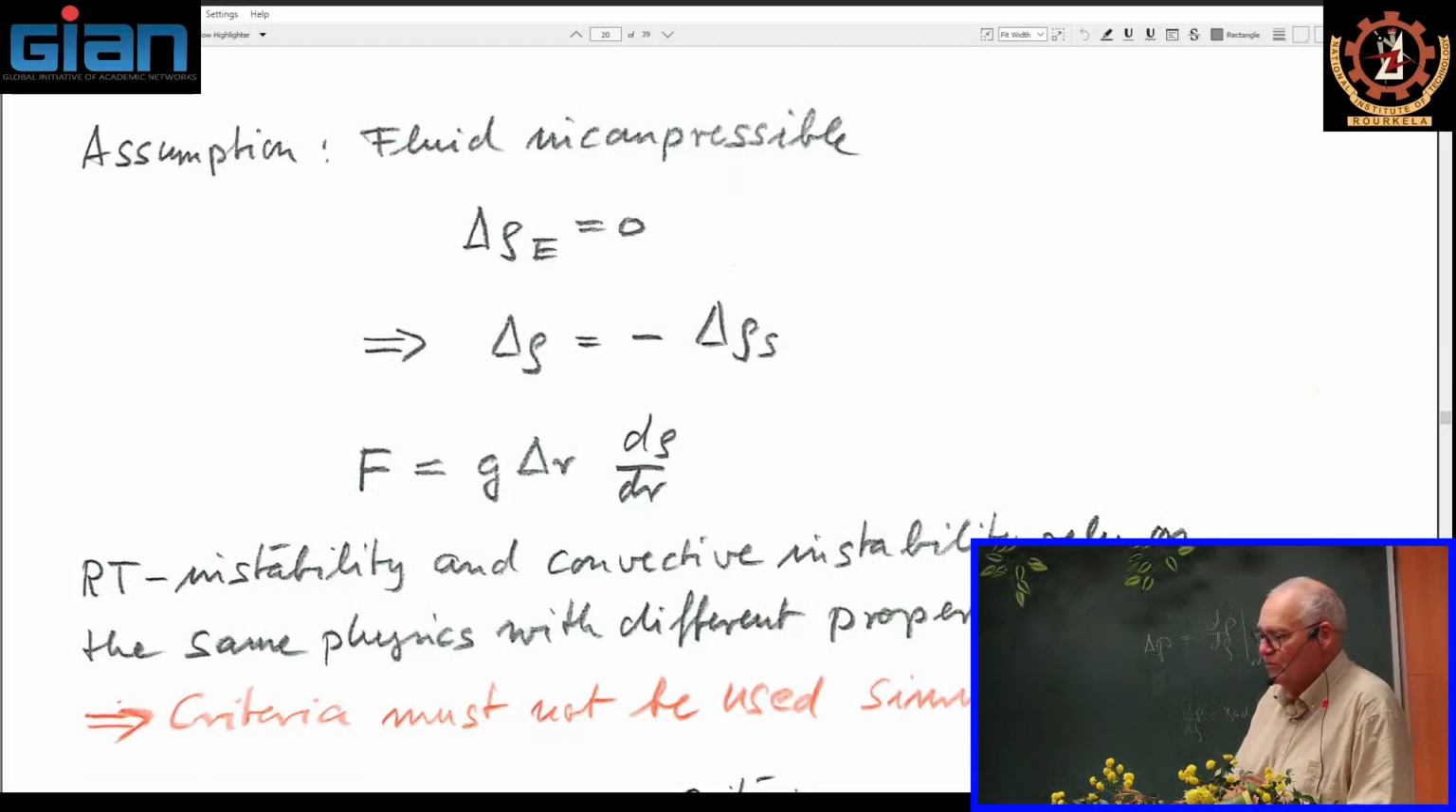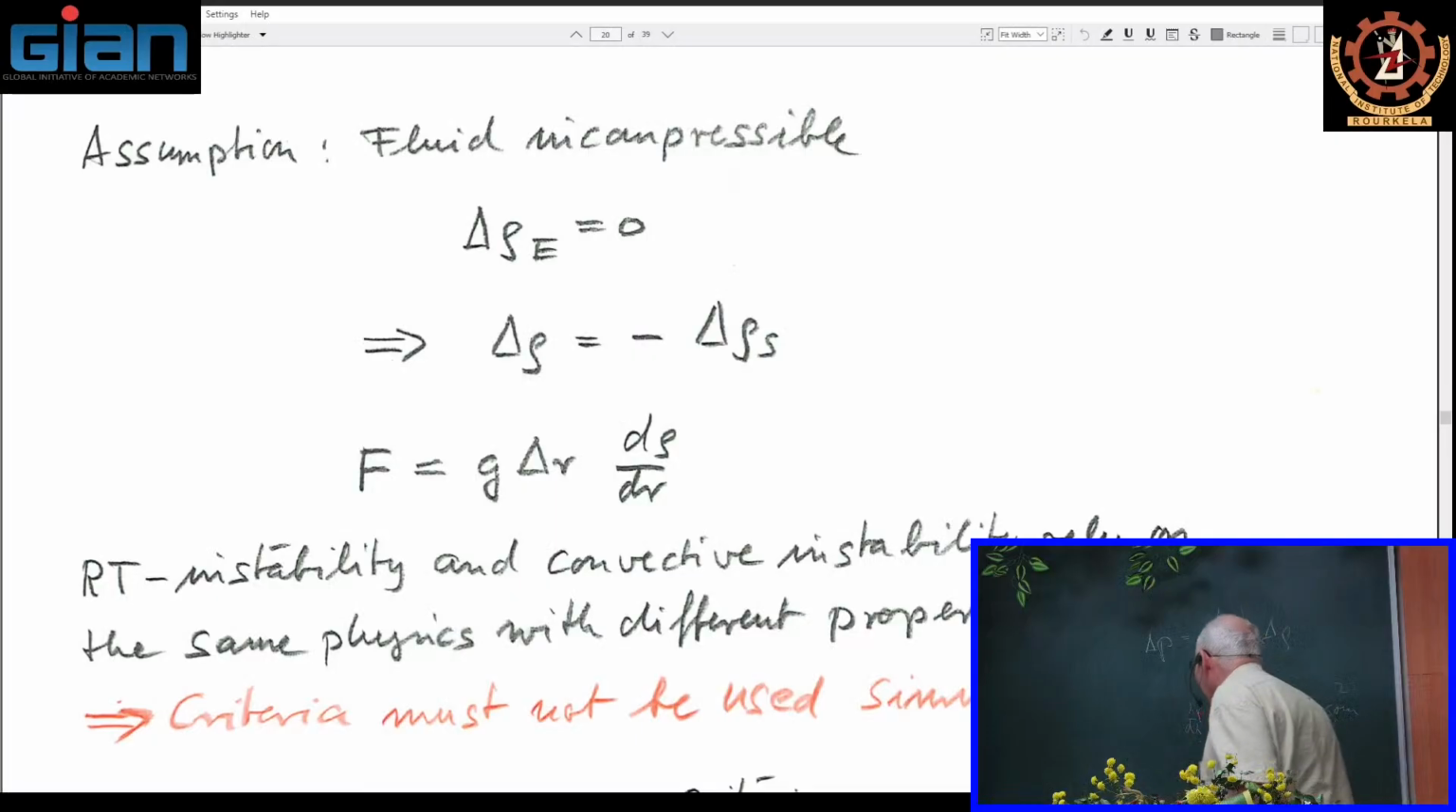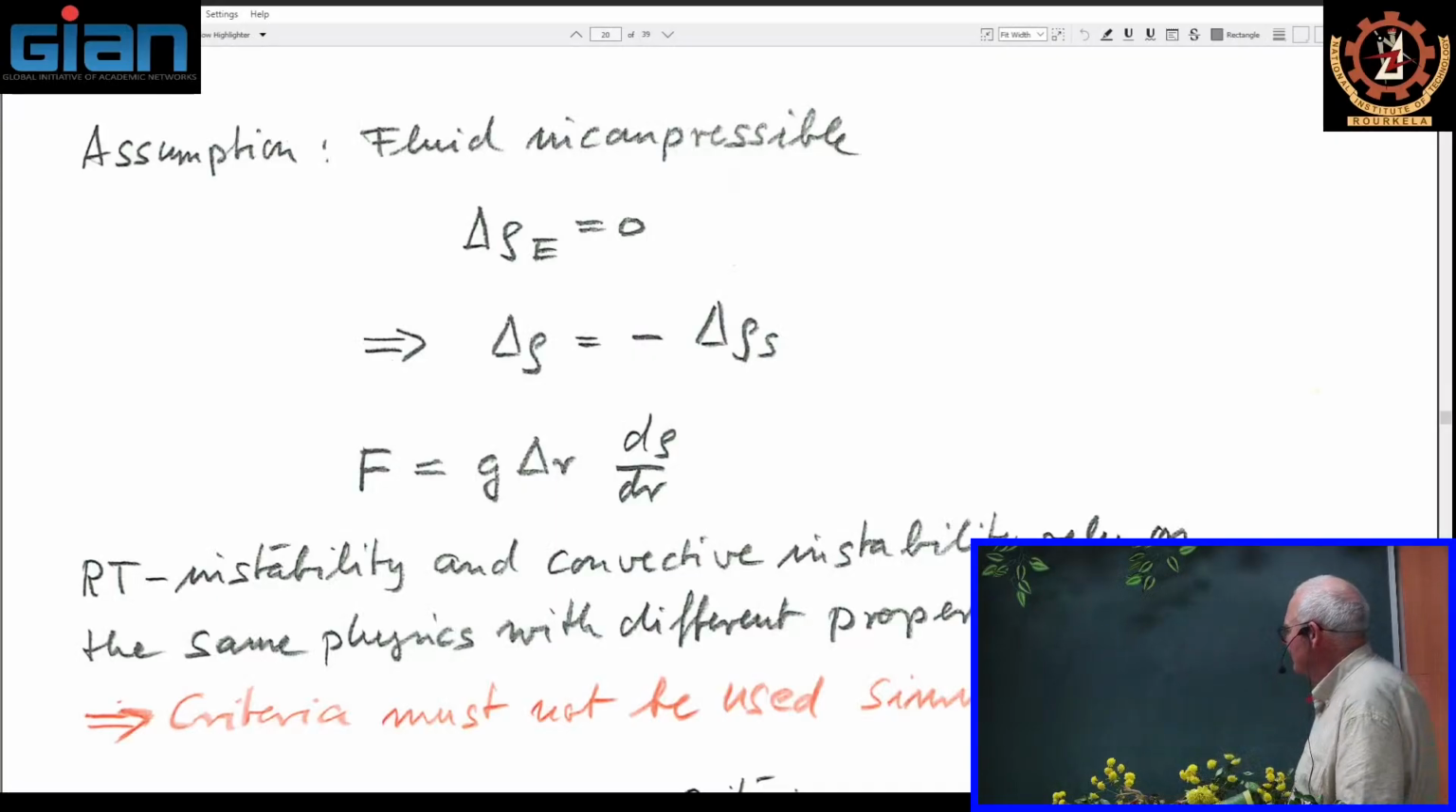Criteria must not be used simultaneously. I'm emphasizing that because you find in literature that people considered stability with respect to the onset of convection. And then they saw, oh well, there's a configuration arising which we don't want. For instance, I should comment on this in more detail because it seems to be not known to many astrophysicists.